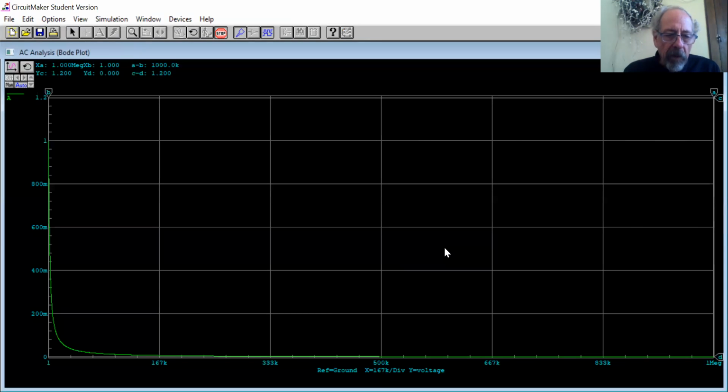So if we take a look now, we start here at 1 hertz on the far left, and we go all the way to 1 megahertz. That's a huge amount of frequency, a factor of 1,000,000. On this scale, it's 500 kilohertz in the center.